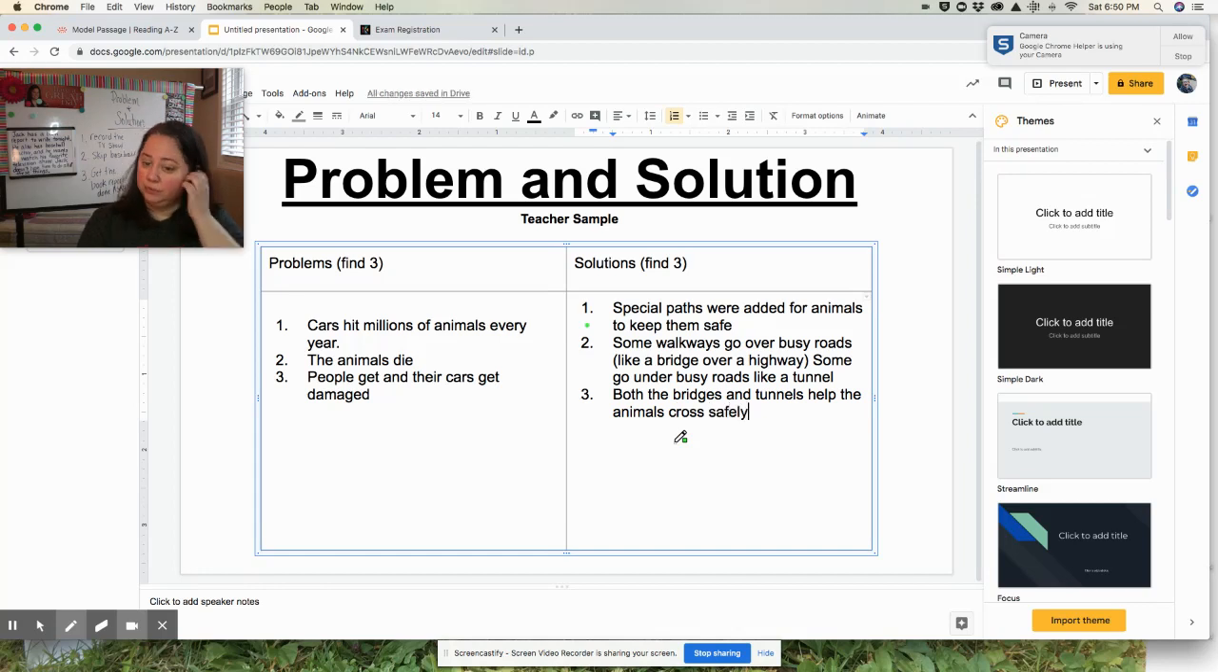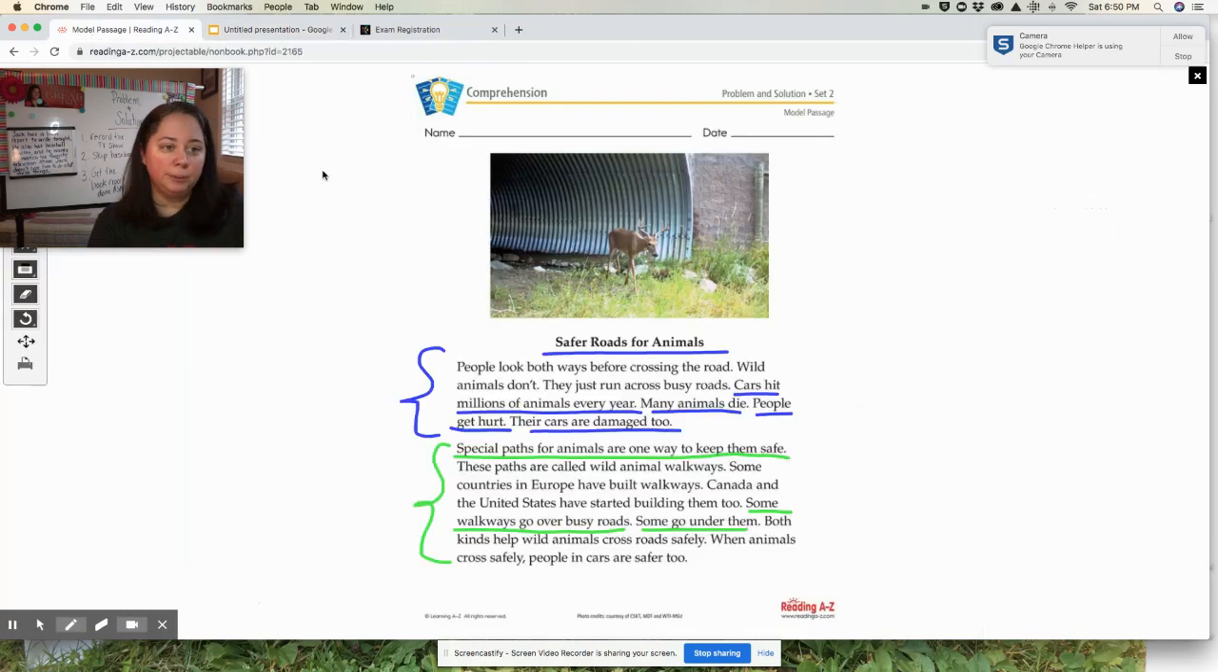Very good. So here we go. We have our 3 problems. And over here, you see we have our 3 solutions to this problem. And I learned something new today. I didn't know that this was something that really existed. But I wonder if it really works. I might Google that later.